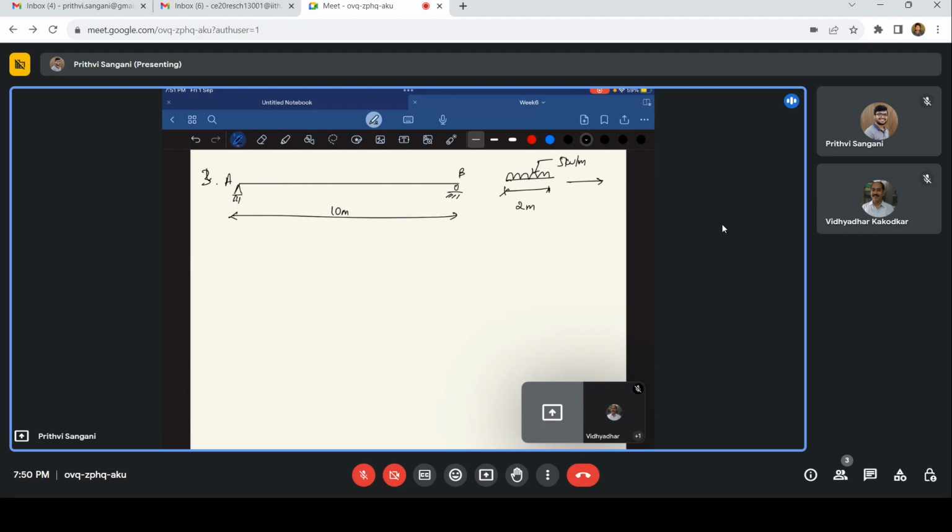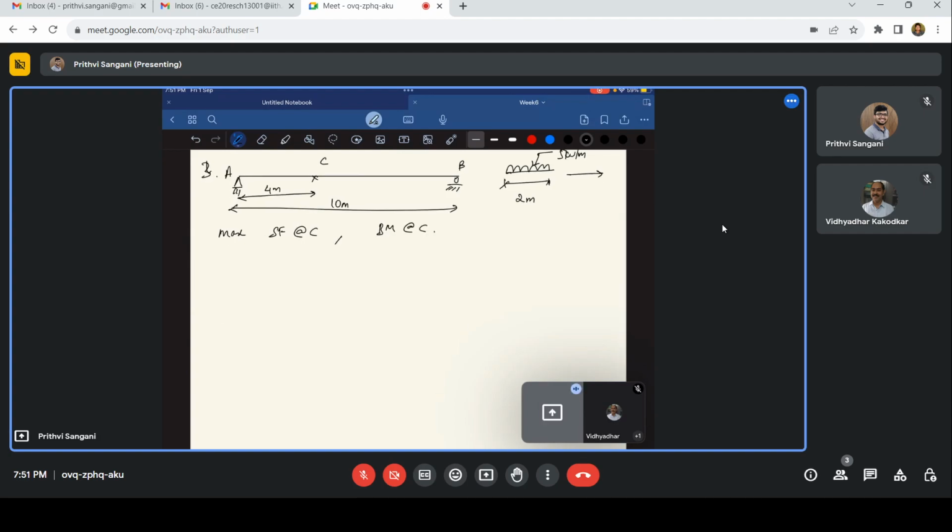So what is the maximum shear force at this point, which is at a distance of 4? Let us first solve the maximum shear force at some given point, and we'll also solve the absolute maximum shear force and the absolute maximum bending moment. Let us say this is C. Maximum shear force at C, and bending moment at C, the maximum.